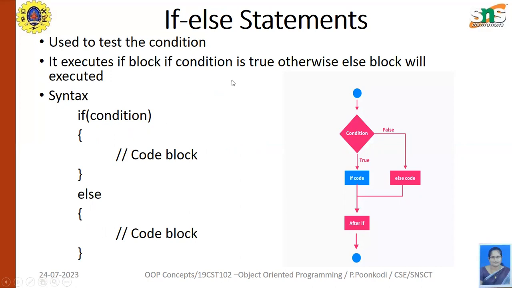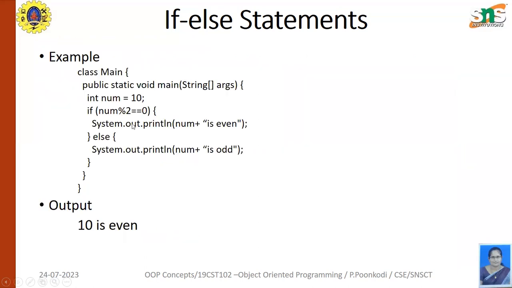Okay. Then this is the syntax and this is the flowchart. The condition is given; if true, the if code is executed; if false, the else code is executed. After that, the statements after the if will be executed. Then this is the syntax: if condition, code block, else, code block. And this is the example for the if-else statement.